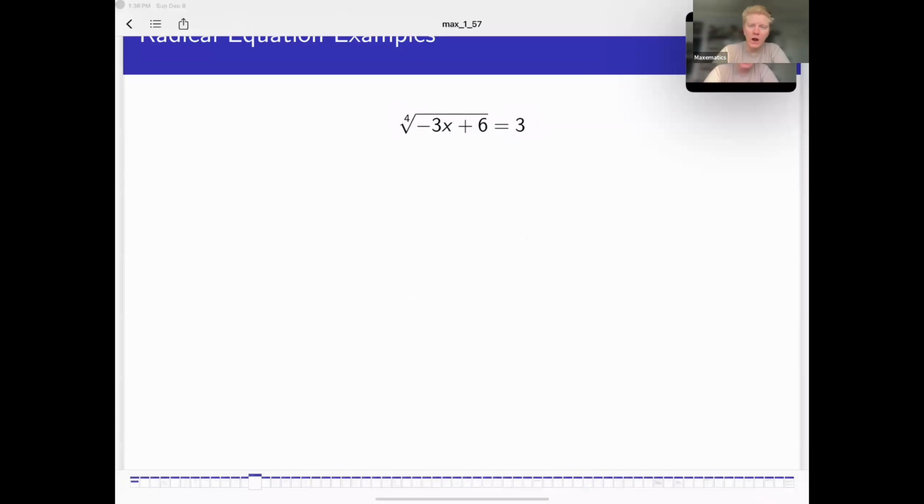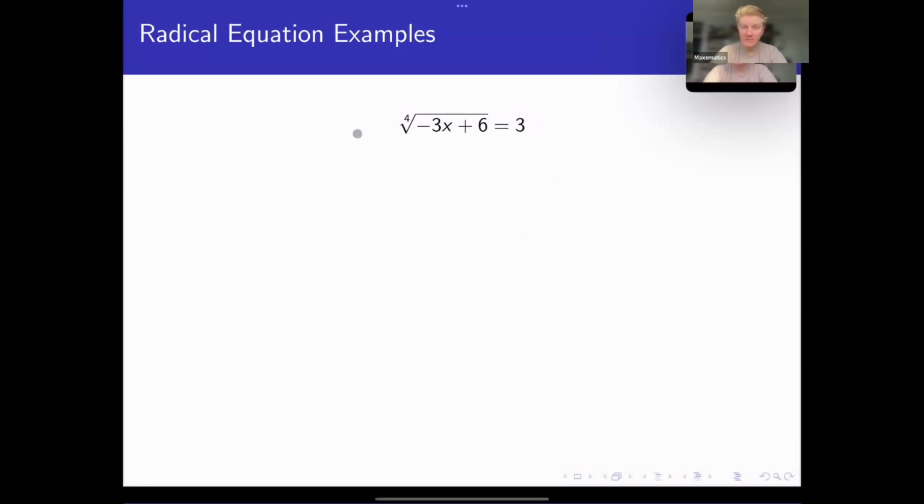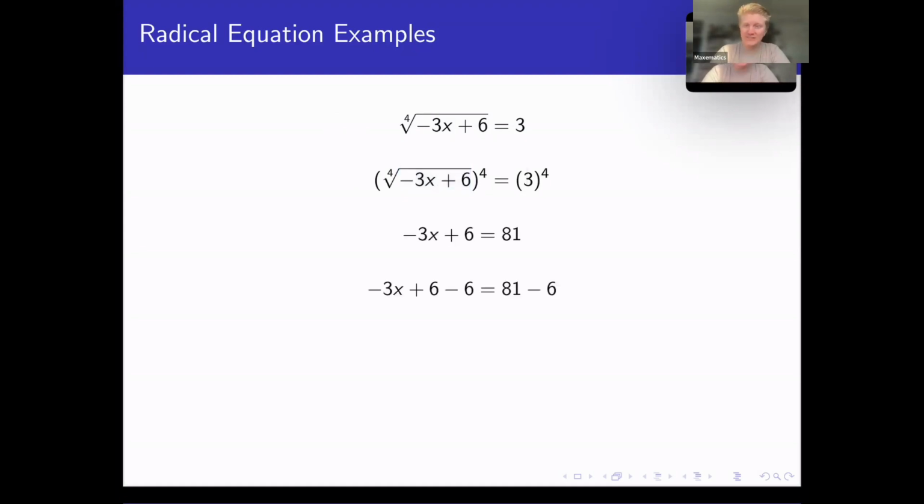Let's think about that. All right, so we have fourth root this time. Does that mean we completely change how we solve this problem? No. So last one, we had cube root, and we raised both sides to the third power. This one's fourth root. We're just going to raise both sides to the fourth power. Again, fourth root and to the fourth cancel each other out. Negative 3x plus 6 equals 3 to the fourth, which is 81. Subtract 6 on both sides. Divide by negative 3, and you get negative 25.